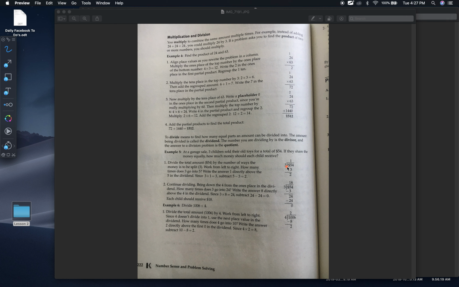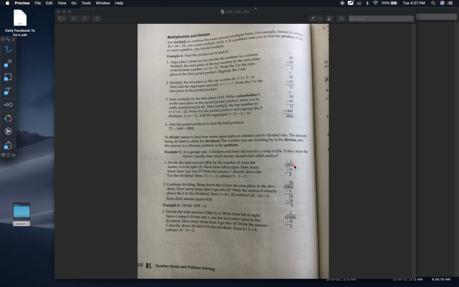If this was a 2, then you would combine this number with this number. So if this was a 2, this was still a 4, then you'd have to go 3 goes into 24. Okay, then you would put the answer here above the 4, not above the 2, which would be 8.